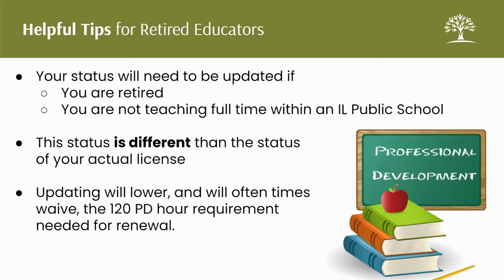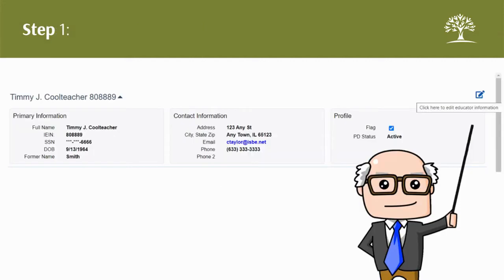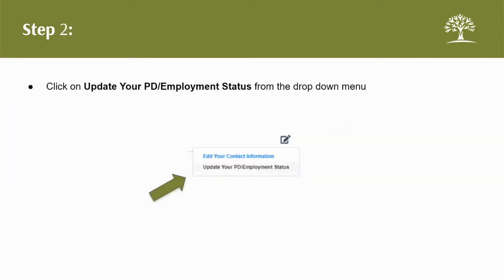To do this, look in the upper right-hand corner of your ELLIS account above your profile box. You will find a little icon that looks like a paper pencil. Once you click on this icon, you will see a drop-down menu appear. Please select Update your PD/employment status by clicking on the hyperlink within the menu.